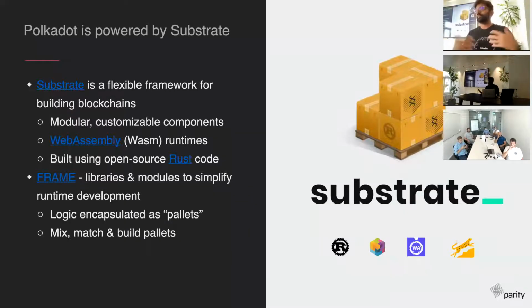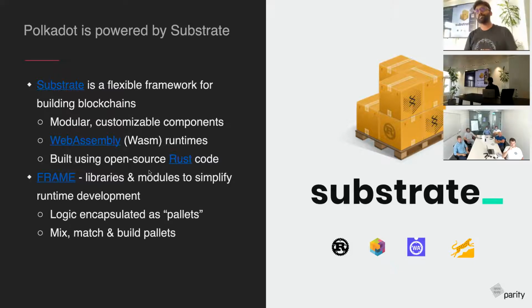So this is a developers meetup, right? I know most of you are developers, and the technology that powers Polkadot is Substrate. Substrate is built on Rust. Rust is a programming language. Substrate is a framework. Basically, Substrate gives you a plug and play kind of architecture where you have a lot of libraries already set up. So you can pick the modules that you want and start building a blockchain right off the bat. Substrate is a flexible framework for building blockchains.